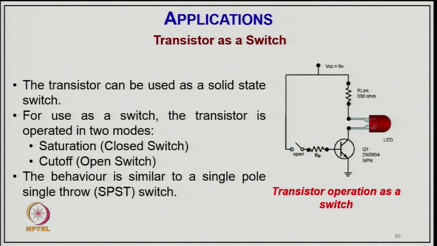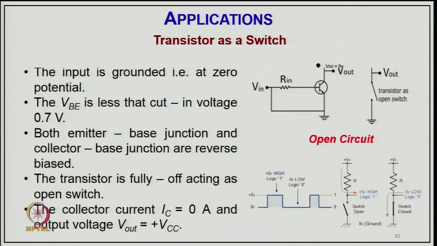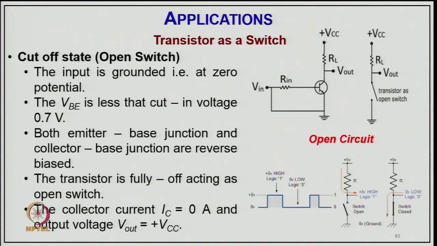Here a transistor works as a switch for this LED. You can just see it with the transistor. A transistor can be used as a solid state switch, where the transistor is operated in 2 modes: a saturation region like a closed switch and a cutoff region like an open switch, and the behavior is similar to that of a single pole double throw switch, like for LED glowing. When the signal is there, the LED is glowing, and when the signal is open, it goes to cutoff, then it is open.